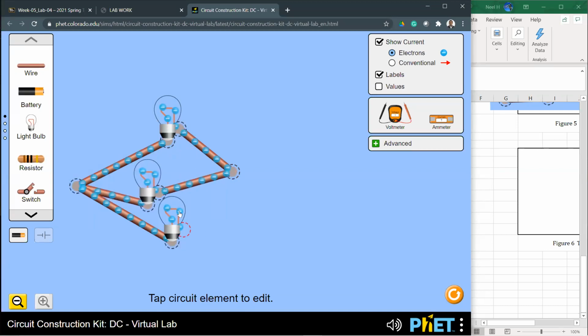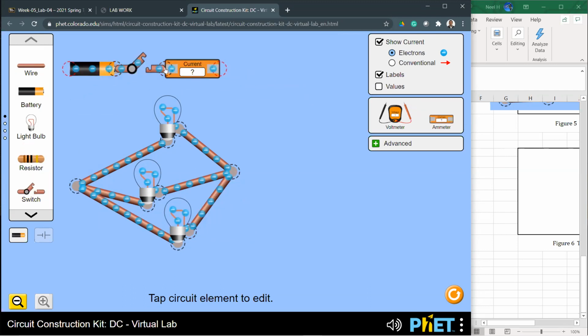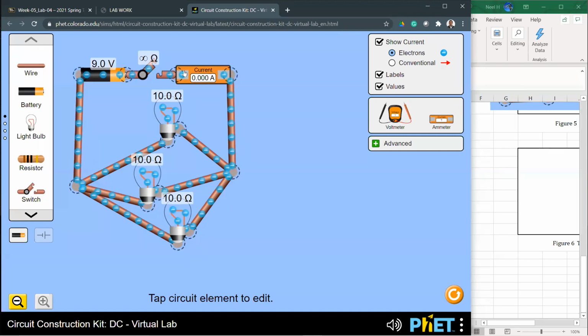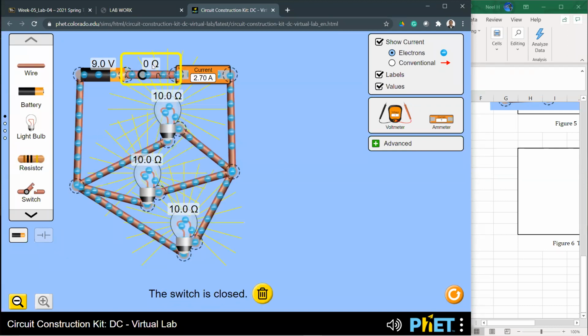I put the light bulbs a little bit separated from each other, otherwise you're not going to see it clearly. Okay. Now let's put a battery, a switch here, and the ammeter also. Let's also click the values to see all the light bulb resistance values, and then connect these two endpoints. Then we have our parallel circuit now, three light bulbs together. Now let's switch on and see how it looks.